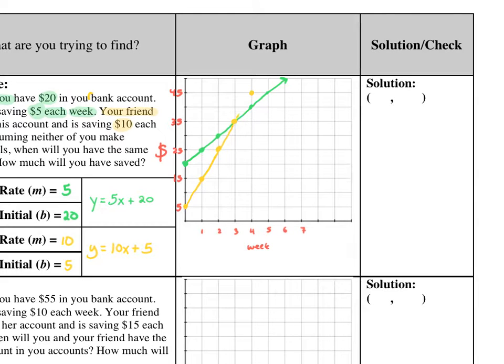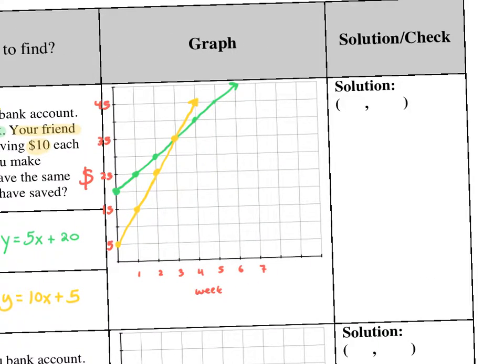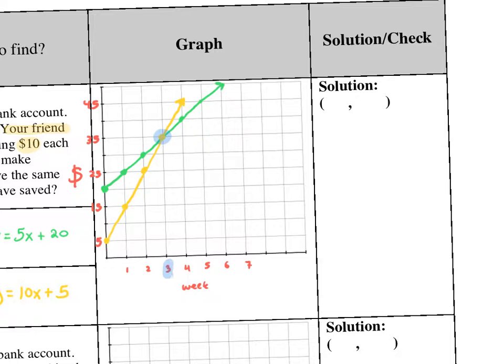And they have to cross at some point, right? Why do I know they have to cross? Because although I have more money to begin with, I'm saving less each week. So we estimate right here, we estimate this point to be where? Well, 3, 35. So 3 and 35.